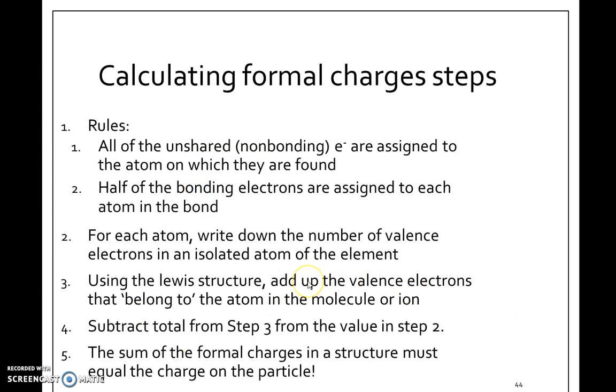So I'll leave you with, for lecture for Wednesday, the rules, the steps, which we've just covered. Again, all the non-shared, non-bonding electrons are assigned to the atoms in which they are found. Half the bonding electrons are assigned. You can also just count the number of bonds because we are sharing. For each atom, write down the number of valence electrons. Then using the Lewis structure, add up the valence electrons that belong to that compound. Subtract the total. And the sum of the formal charges in structures must equal the charge on the particle.